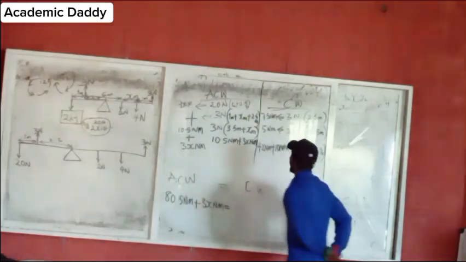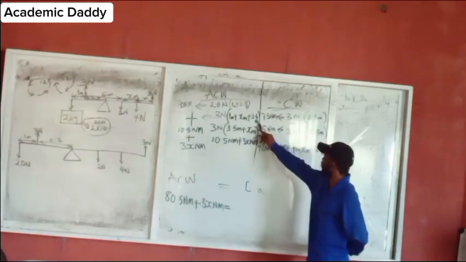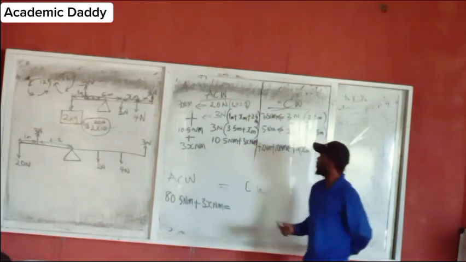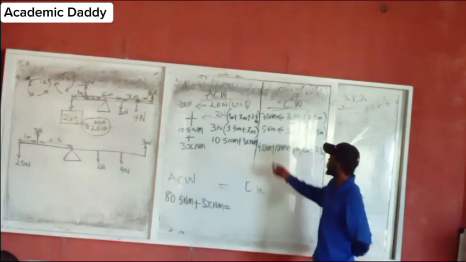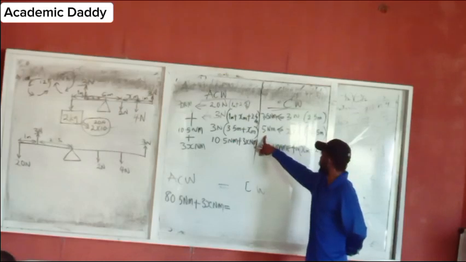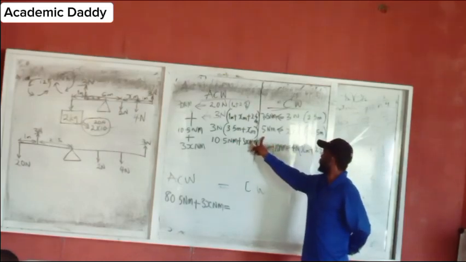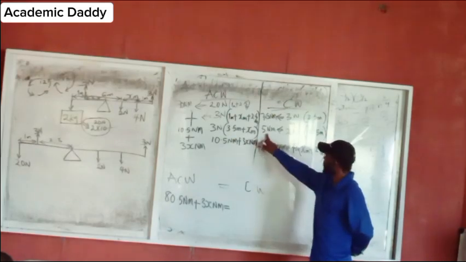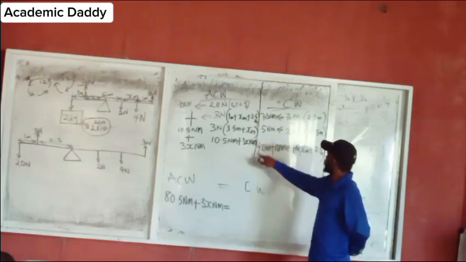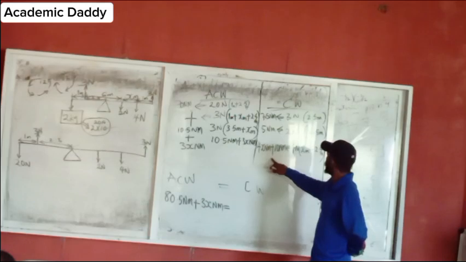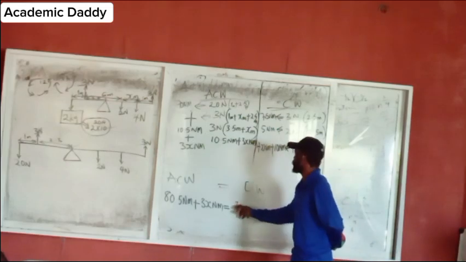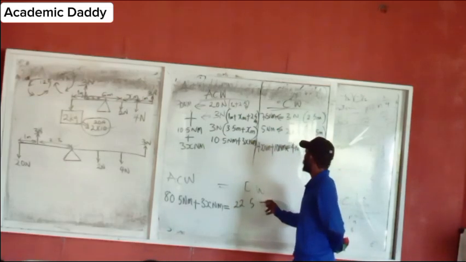7.5 plus 5, then plus 10, which gives 22.5. Okay, so I have 22.5 Newton meter, right?